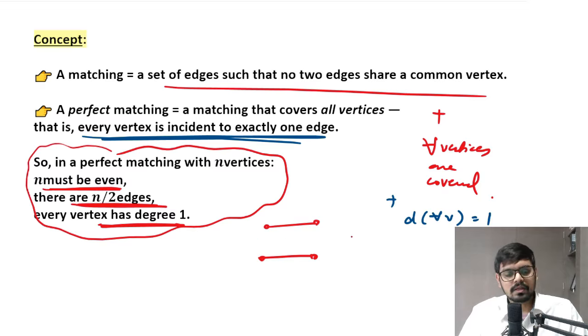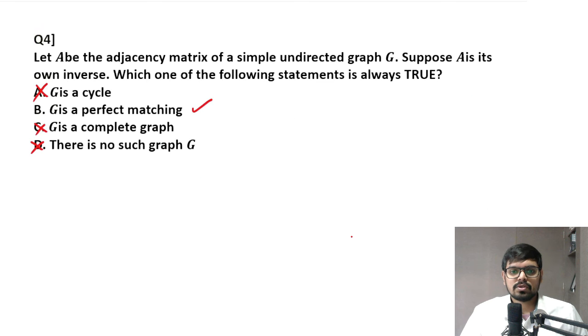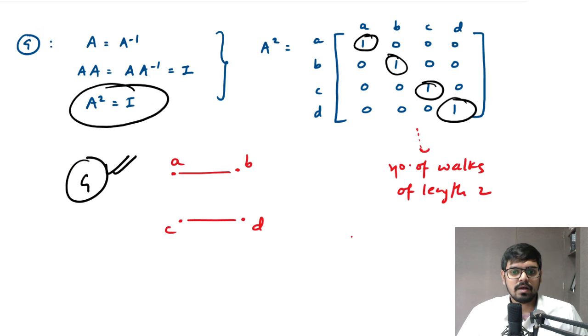So this is what the proper definition of perfect matching looks like. If you understood this, now I guess you have understood this example. This is definitely a perfect matching example.